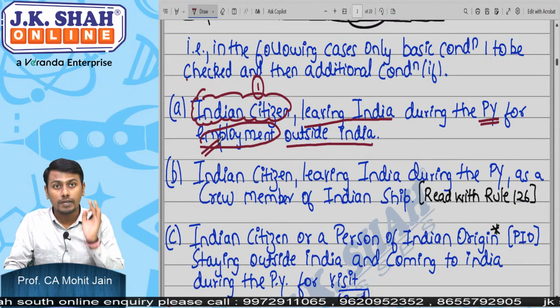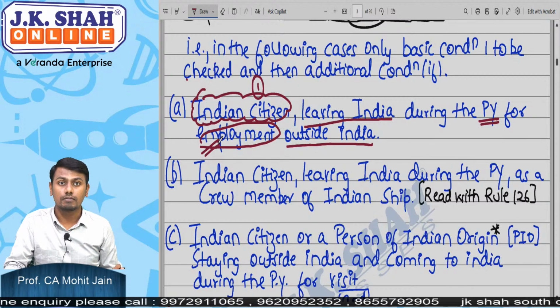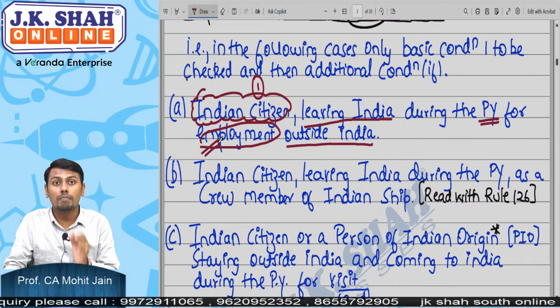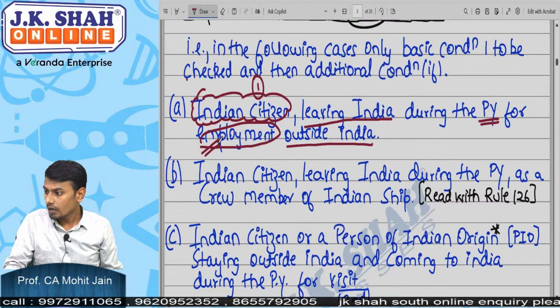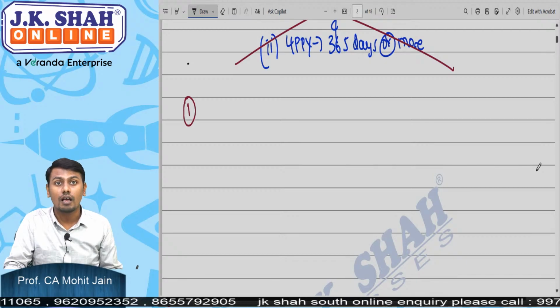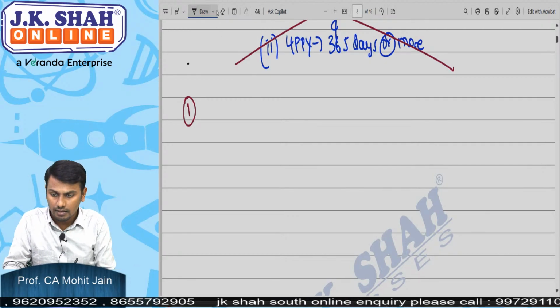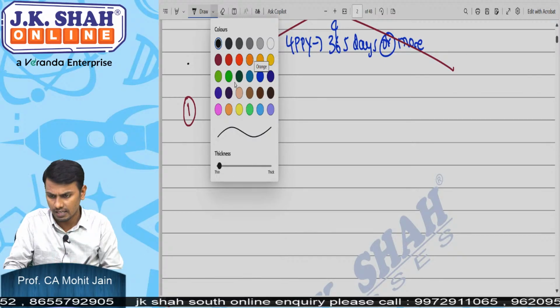This point is specifically applicable only when you are going outside India for employment purpose. The word employment here also includes self-employment. So I'll give you one question. Try to say whether he is a resident of India or a non-resident. I don't want ROR or RNOR, just say resident or non-resident.